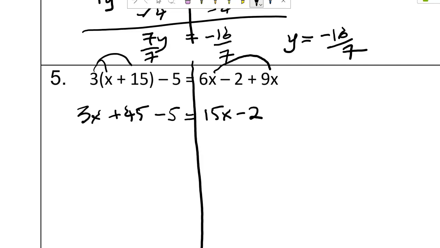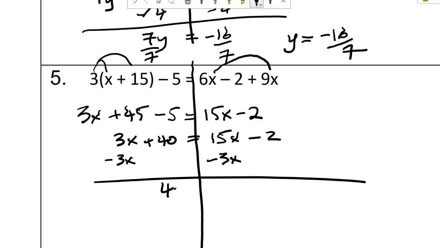Minus 2, we bring that down. We probably could just simplify these two. So that is 45 minus 5 is 40. So that's plus 40. And now we want to get the x's on one side. So I'm thinking bring that 3x over there simply by subtracting.